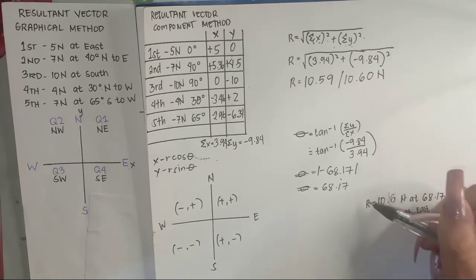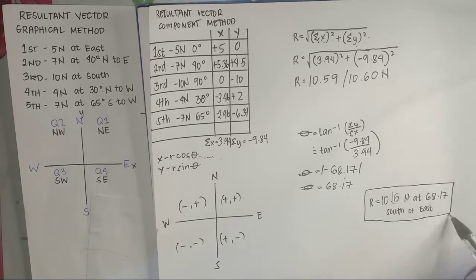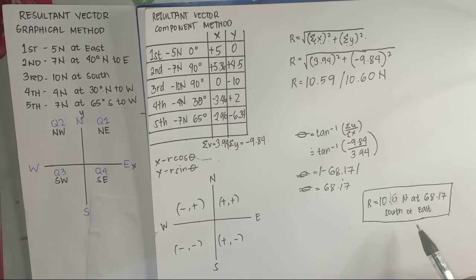And for our final answer, the resultant vector is 10.6 Newton at 68.17 south of east.